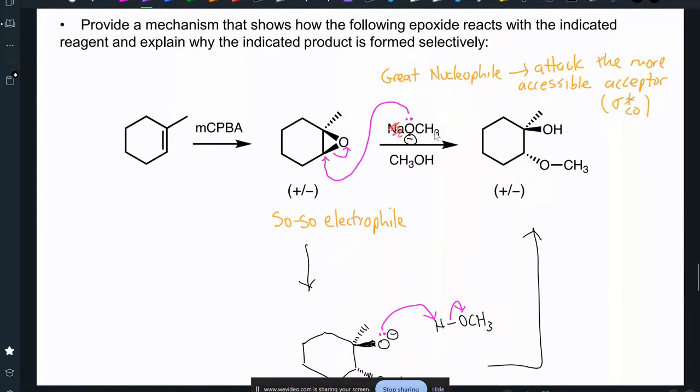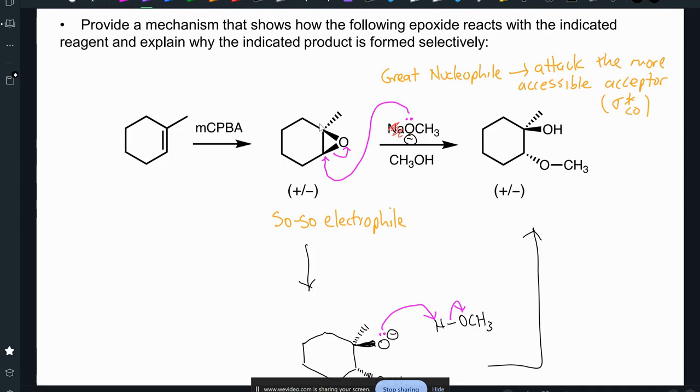Under basic conditions now, roles are reversed because now my nucleophile is the thing that has the charge. So I have a great nucleophile. My epoxide is just an okay electrophile. And therefore, the nucleophile is in charge, and it's going to say, okay, just like in an SN2 reaction, I'd rather attack the more accessible acceptor orbital.